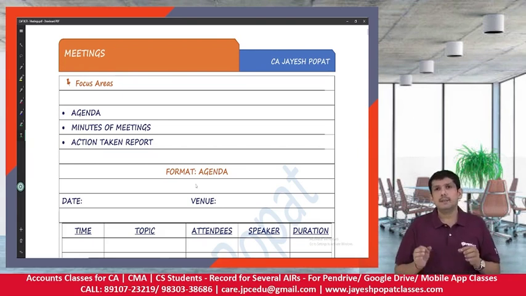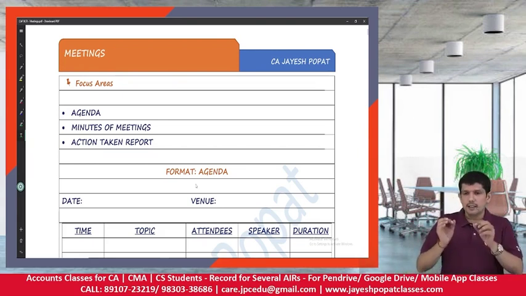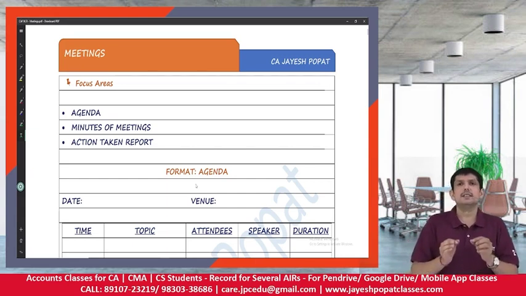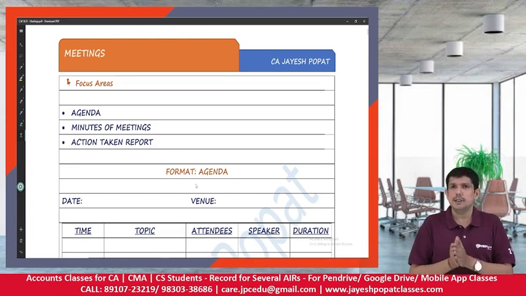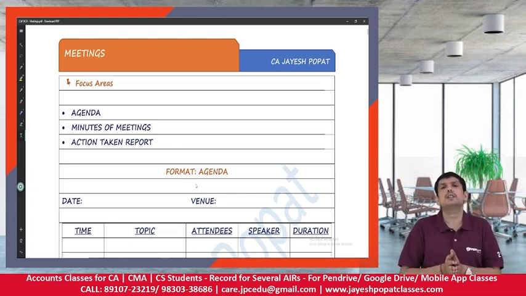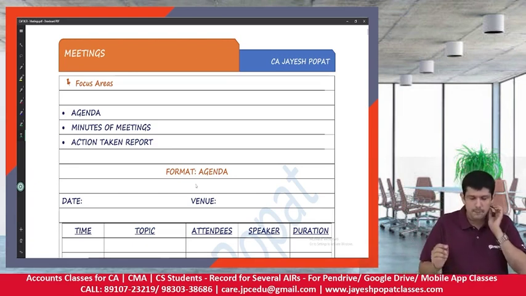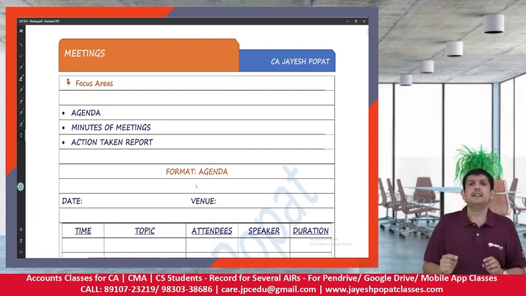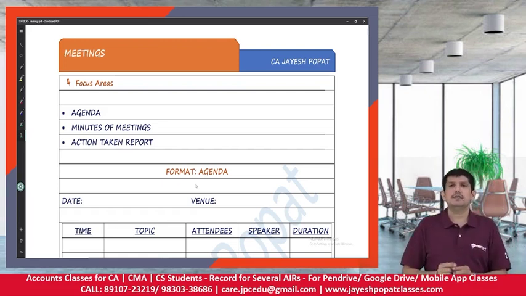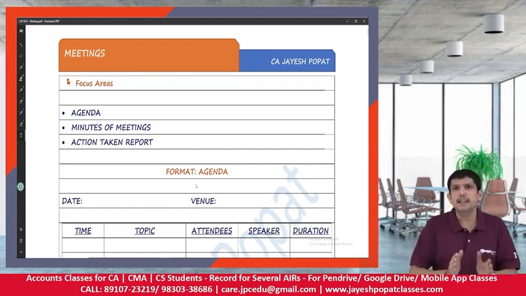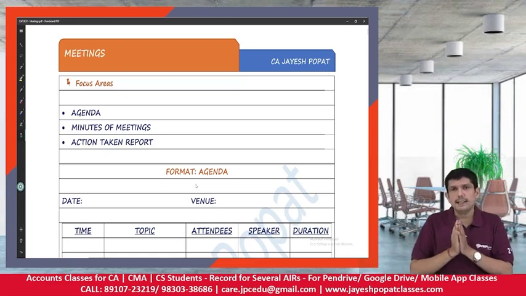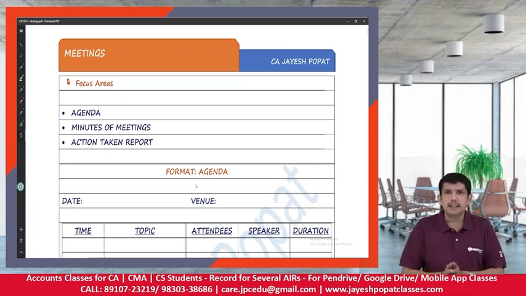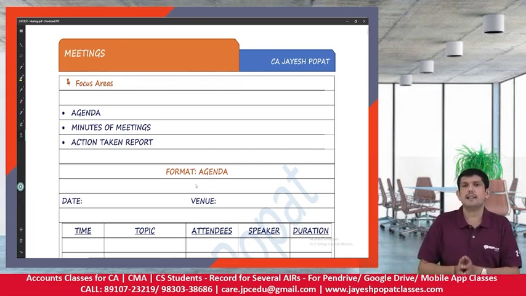Now, from the exam perspective, what is the scope of this topic? In the exams, they may ask us to draft any of the three. They can either ask us to draft the agenda of a meeting, or the minutes of a meeting, or the action taken report. The basic prerequisite of drafting any of these is that your English should be correct, in the sense that there should not be any spelling mistakes, grammatically, and the construction of your sentences should be correct. That is the first prerequisite.